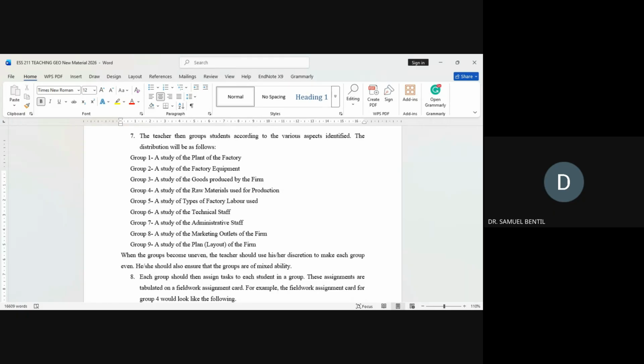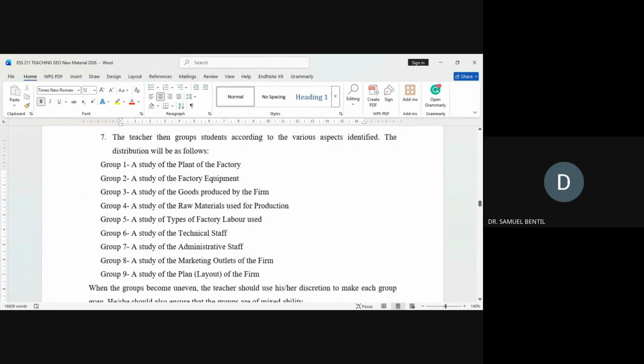So do you see how the topic web helps you to outline or divide work among the students? Please, are you following? Yes, sir. So all these things are in the material, so don't worry, you have them.